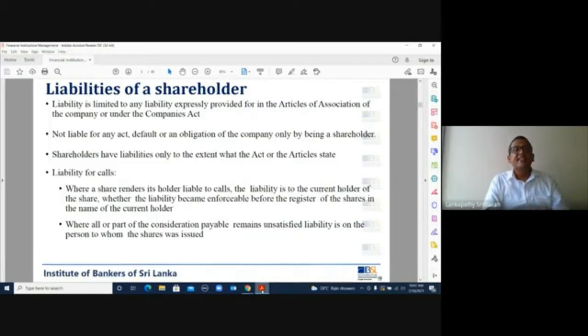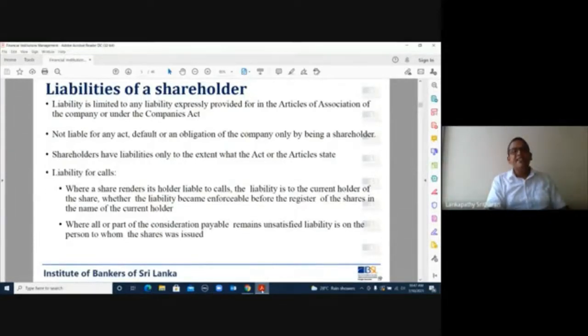So the first thing is the liability is limited to any liability expressly provided in the articles of association of the company or under the Companies Act. For a shareholder, the liability is not unlimited. It is limited. That is the main benefit of the limited liability company. So how the liability is limited is based on the Companies Act or based on the articles of association. Based on what has been mentioned in the articles of association or the Companies Act, the shareholder's liability is limited.